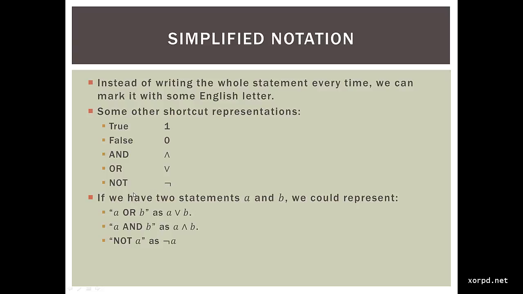If we have two statements A and B, we could represent, for example, A or B as A, this symbol, which is the OR symbol, B. And we could also represent A and B this way, A and B. We could represent not A as this expression, not A. As you can see, these kinds of expressions are much shorter than the ones that we had in the previous slide.